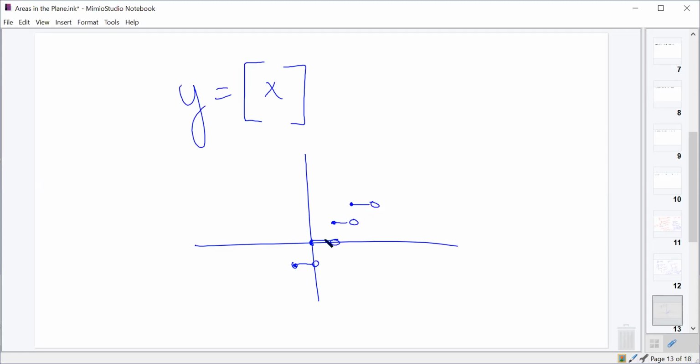But if x is a half, then the greatest integer that is less than or equal to half is still 0. So y is still 0. All the way up until you hit 1, right? At 0.99999, the greatest integer that is less than or equal to 0.99999 is still 0, so it's just this flat line. But at 1, it jumps up to 1. And it does the same from 1 to 1.99999, and it jumps up to 2, and so on.